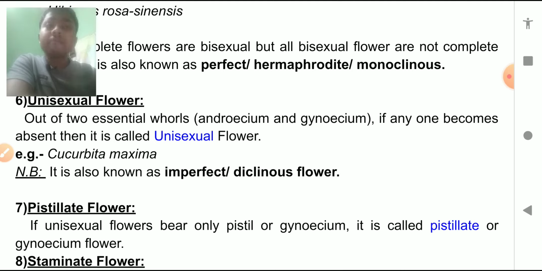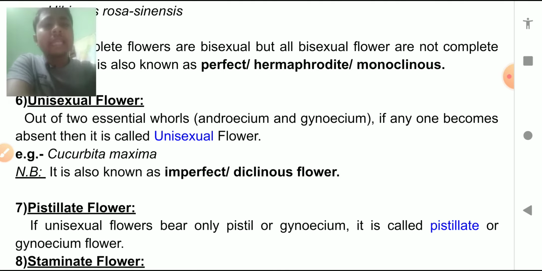Cucurbita maxima, the flower of Cucurbita maxima always contains a single essential whorl. Sometimes it can bear androecium, sometimes it can bear gynoecium. It is also known as imperfect and diclinous flower. Why is it imperfect? Because two essential whorls are not present in this flower. That's the reason it is imperfect.